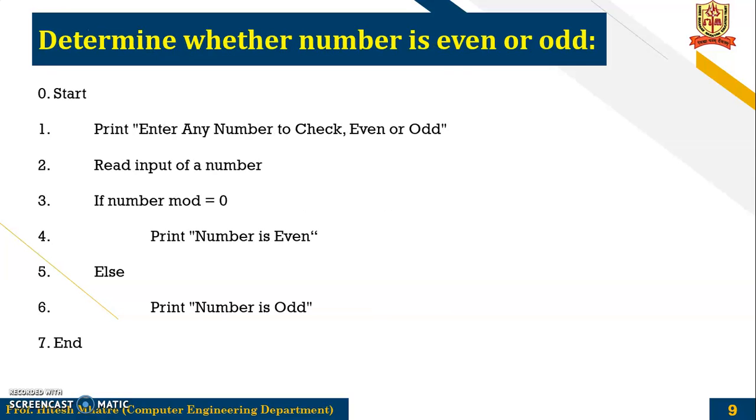Here's another example to find out whether a number is even or odd. Here we have added some of the programming terms. Say start, say print, enter any number to check even or odd. So this will ask the user to enter any number for which you want to check whether it is even or odd. Then read the input of the number. So you are accepting that value from the user. If number mod 2 equals 0, means if you find the modulus of this number, that is, if it is divisible by 2, then it is an even number, else it is an odd number, and then end.